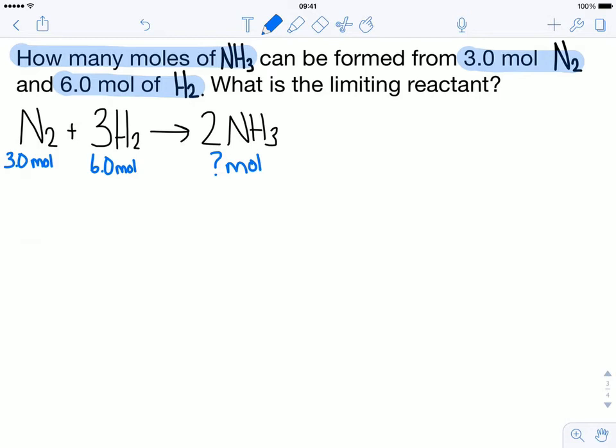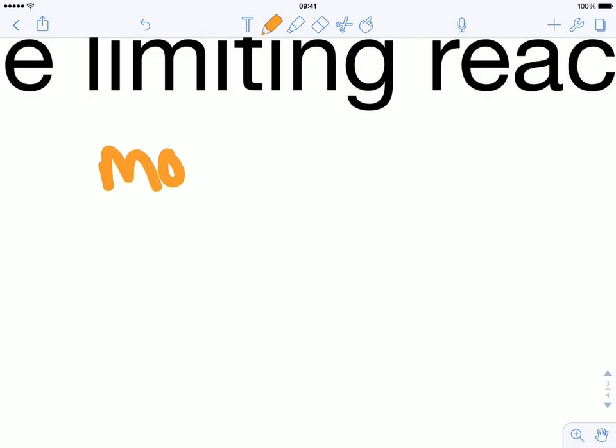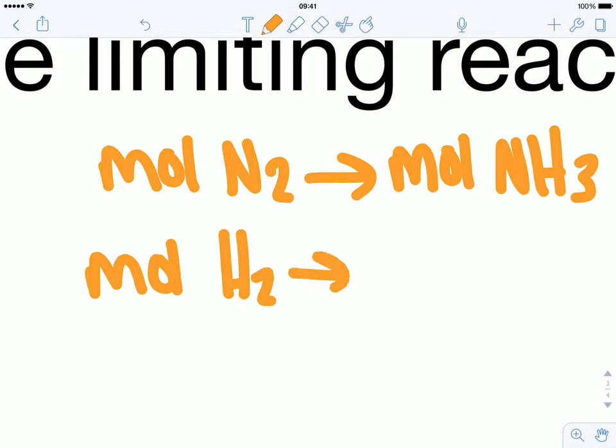So if we have 2 different reactants here, N2 and H2, we can turn both of these reactants into moles of NH3 and compare those amounts to see what is the maximum amount of moles of NH3 we can make, and from that, what the limiting reactant is. So we have 2 goals for this problem. The first goal is to turn our moles of N2 into moles of NH3. The second goal is to turn moles of H2 also into moles of NH3.